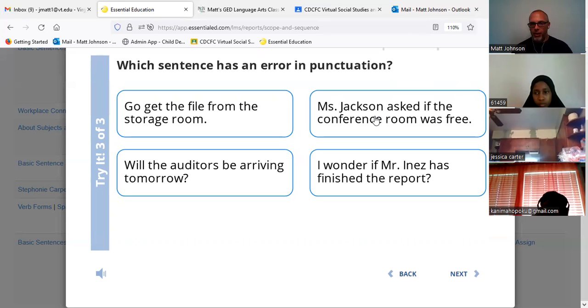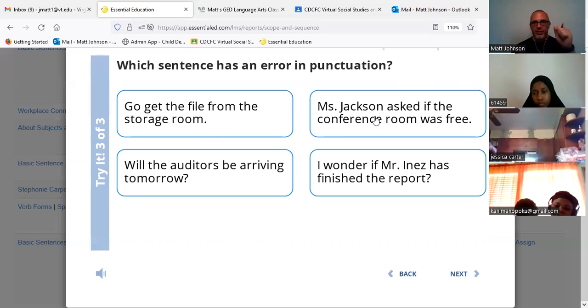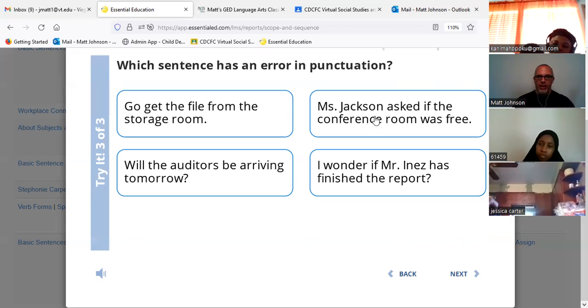Will the auditors be arriving tomorrow? That starts with will, so that gives you a signal that you're asking a question, right? That replaces the subject. But that last one is not necessarily asking a question. Intuitively you're thinking, if I'm wondering about something, I'm questioning something, but that's actually the action. Because what you have there is I to start the sentence, that is your subject. Wonder is your verb. And then the complement there is if Mr. Inez has finished the report.